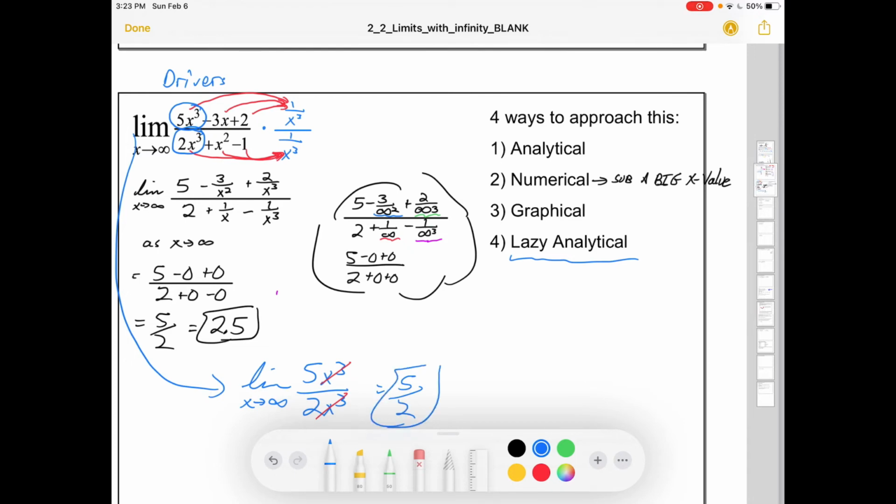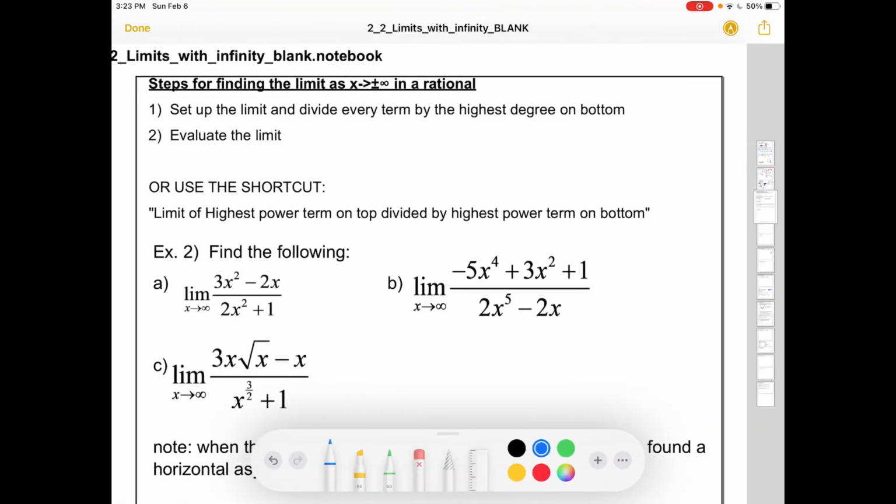So we've looked at formal, numerical hacks, graphical interpretations, and finally this lazy analytical approach, which I think is real good. So to recap, if you want to find the limit as x goes to positive or negative infinity in a rational function, that means a fractional function, the formal way is set up the limit and divide every term by the highest degree on bottom and then evaluate, or use the shortcut. Limit of highest power on top divided by highest power on bottom, or use the drivers.